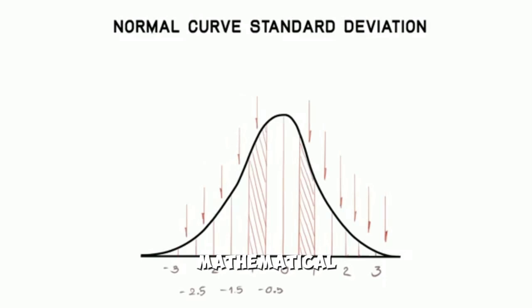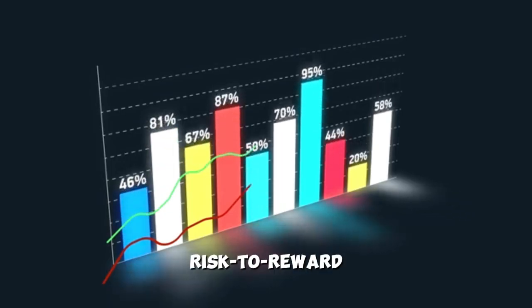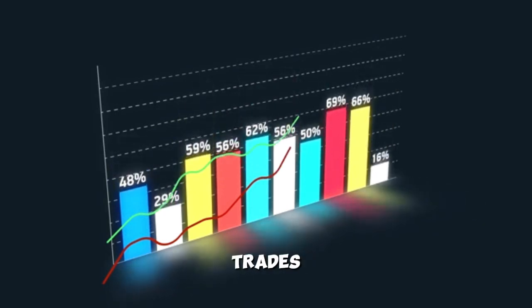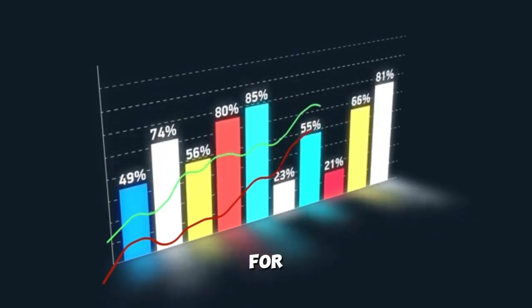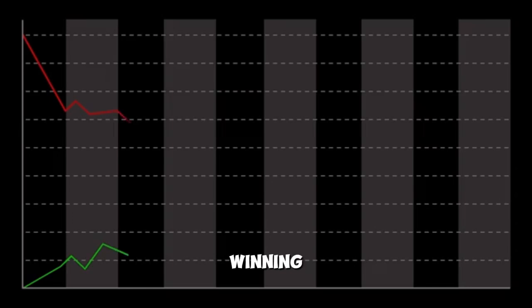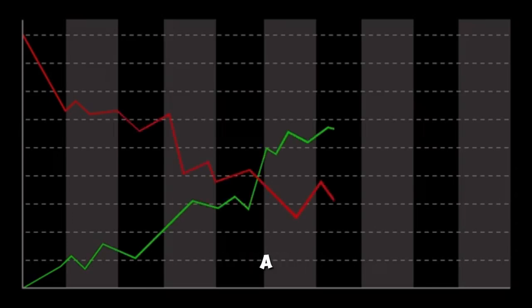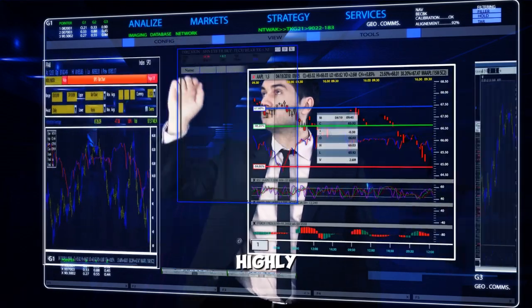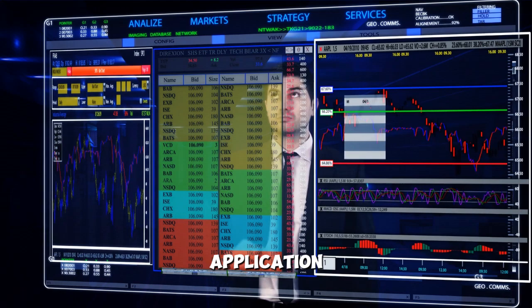The mathematical advantage of this approach is profound. If you maintain a 1 to 2 risk-to-reward ratio, you only need to win 34% of your trades to be profitable, not accounting for commissions. This ensures that your winning trades are significantly larger than your losing trades, creating a positive expectancy over time. Even a trader who is right only 50% of the time can be highly profitable with a disciplined application of a favorable risk-to-reward ratio.